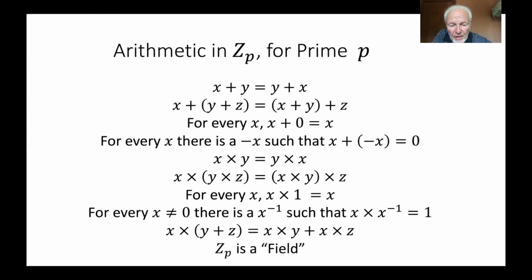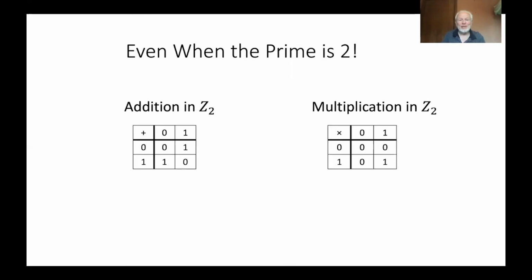Of course, ZP is a finite field, which makes it rather special. It's only got P elements. And finite fields are very interesting, even when the prime is 2. So here we are. Here's addition in Z2, and here's multiplication in Z2.